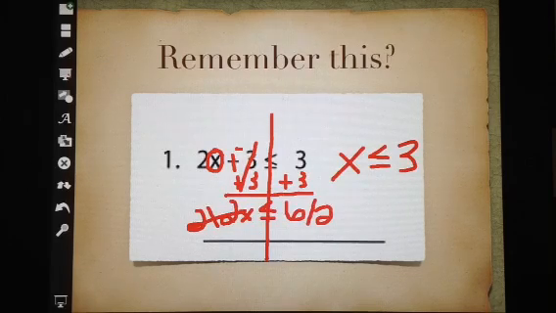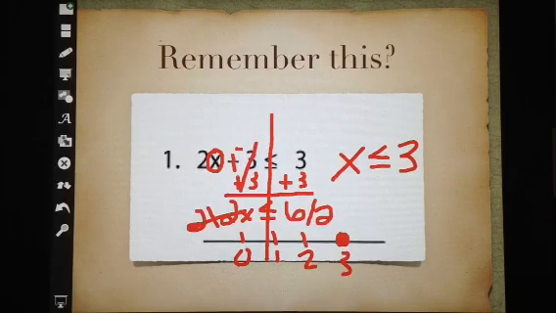Now I could graph it on this number line. Okay, here's 0, here's 1, 2, and 3. I see that it's got the "or equal to," so it would be a closed circle on 3. And x is less than or equal to 3, so it's all the numbers that are less than 3. And I can draw my arrow to the left. Next example.